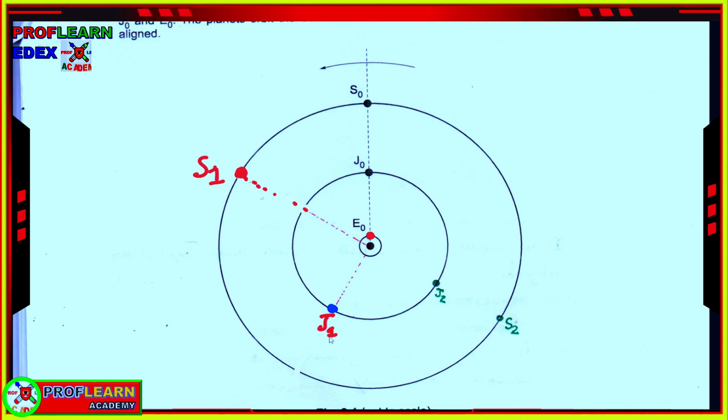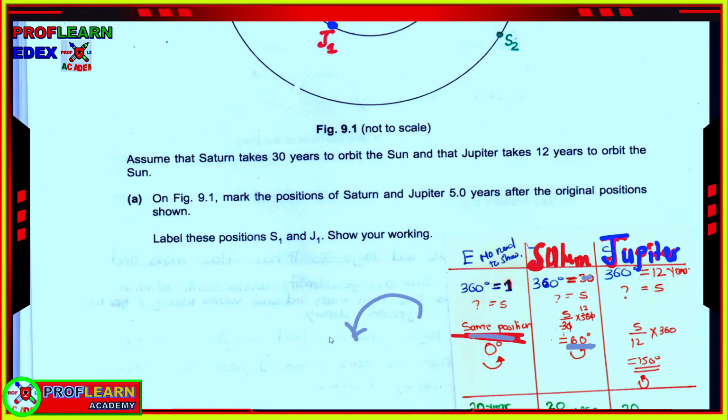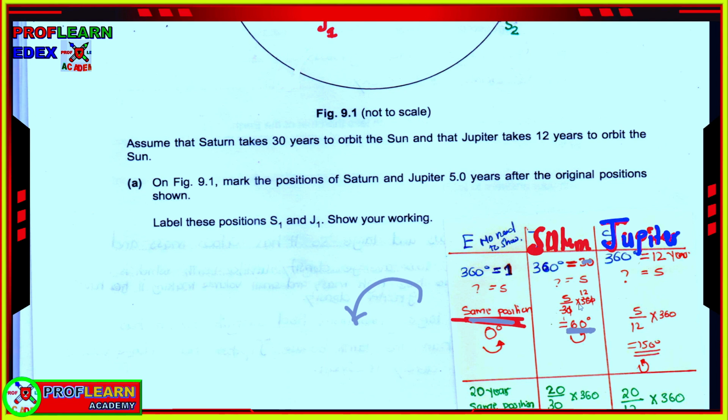Now, we were told that Saturn takes 30 years to orbit. So remember, it means that 30 years is equal to 360 degrees, because if it's taking 30 years to go round, it has covered 360 degrees. So the question you will ask yourself: 5 years, how many degrees will it have moved? It will be 5 over 30 times 360, and that will be 60 degrees.